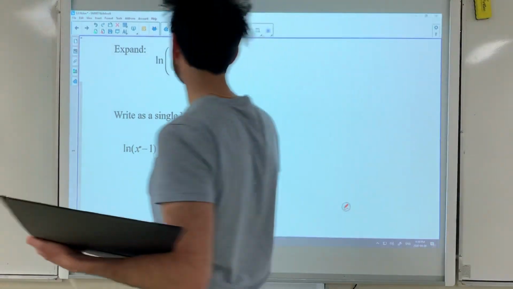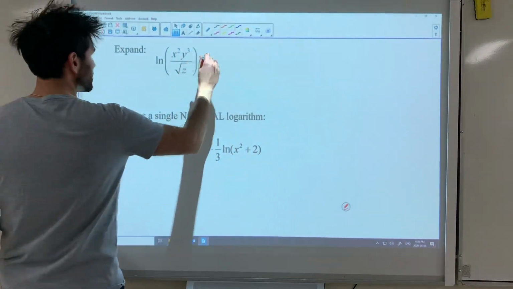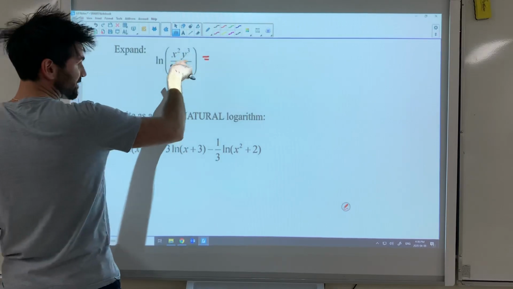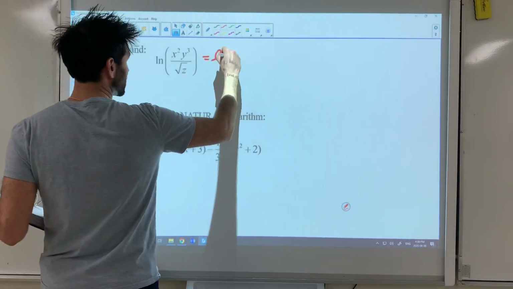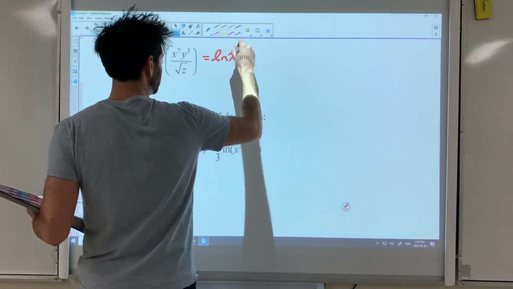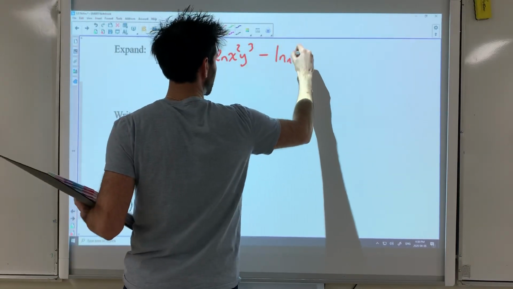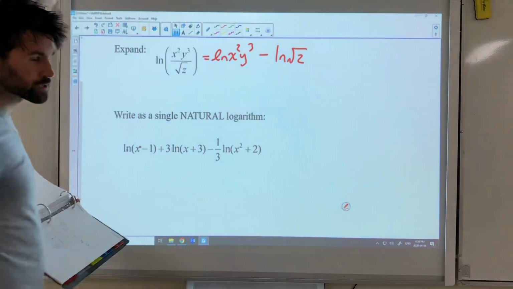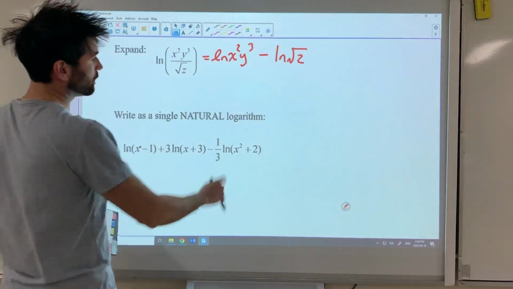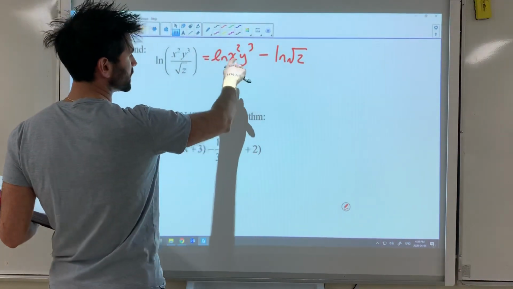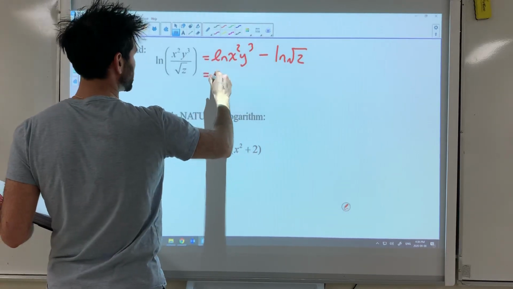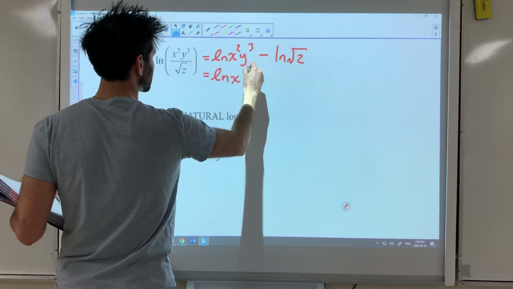How would we do it? Well, we're going to be using our log laws, right? So we have a division. That would be the division law, which means that it used to be a subtraction, right? Then we have product law here because we can write this one and this one separately. We know that we use addition when that's the case.